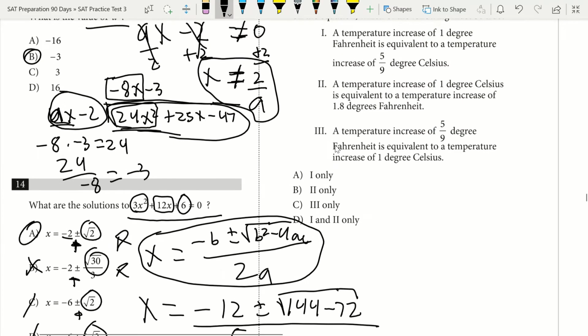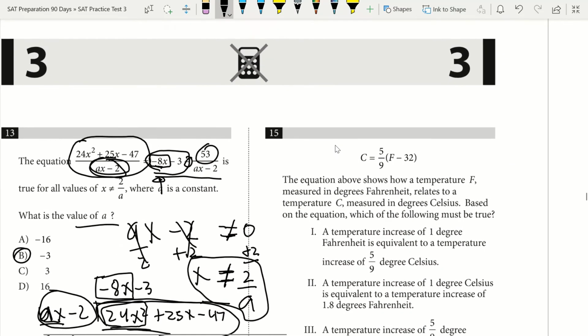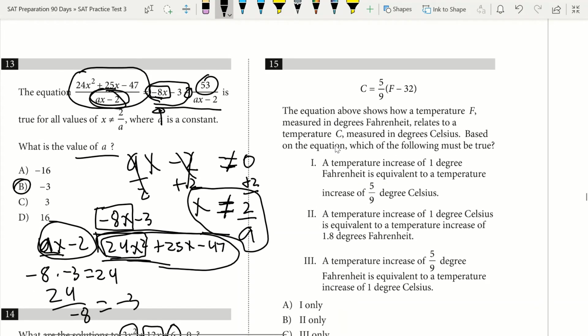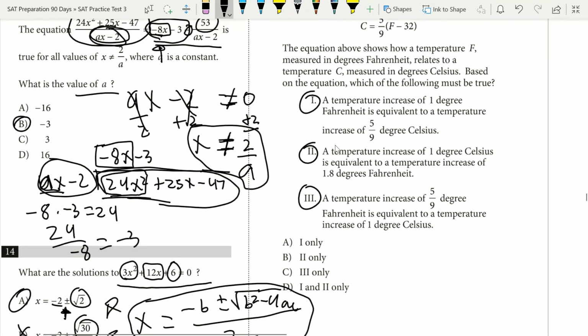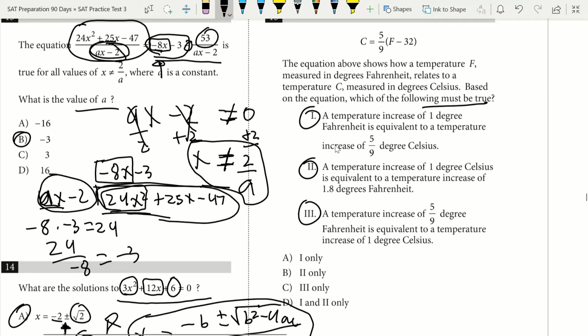All right, now we've got question 15. The equation above shows how a temperature F measured in degrees Fahrenheit relates to a temperature C measured in degrees Celsius. Based on the equation, which of the following must be true? Okay, so once again, we have a question where we have a 1, a 2, and a 3. So we have to go through our 1, 2, and 3, and we have to solve for what must be true. Keep, again, paying attention to that it says must be true. Not can be true, but must be true. So they have to be true.